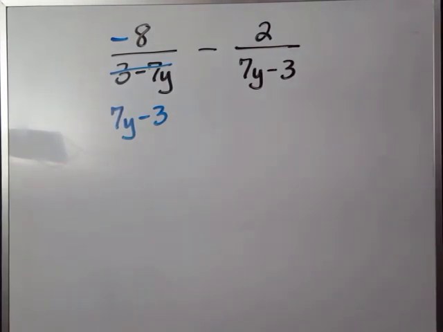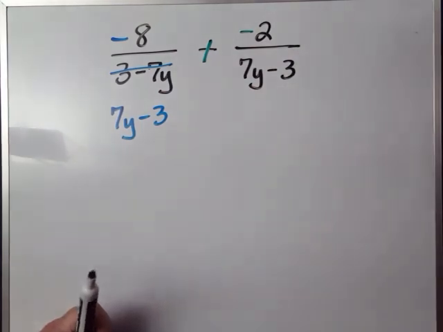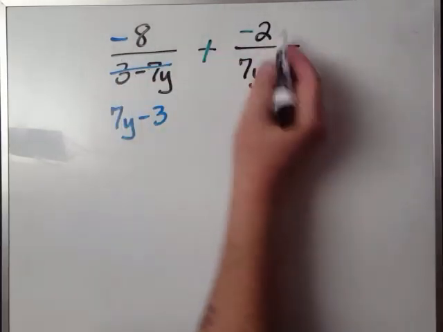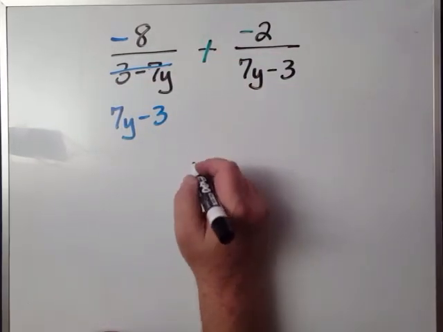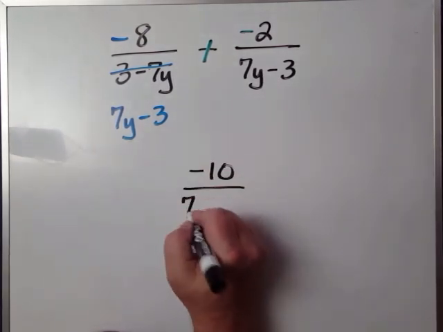Since this is a subtraction and I don't want to make some silly mistake, I do like to change this to addition by distributing that negative. Give that negative to that second numerator. Add the tops. Negative 8 plus negative 2 is negative 10. And that's over this common denominator.